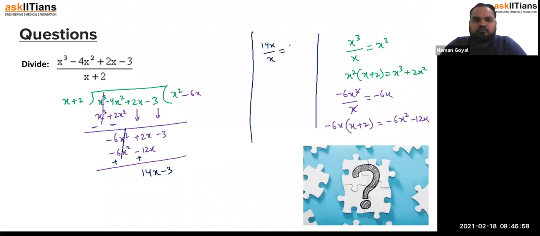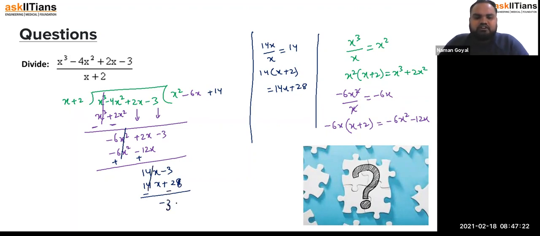How much we got? 14. Now plus 14. Now 14 is going to be multiplied with x plus 2. So it gives what? 14x plus 28. So 14x plus 28. This is 28. Now minus minus, it will cancel out, and minus 20, minus 28 and minus 3 is minus 31.